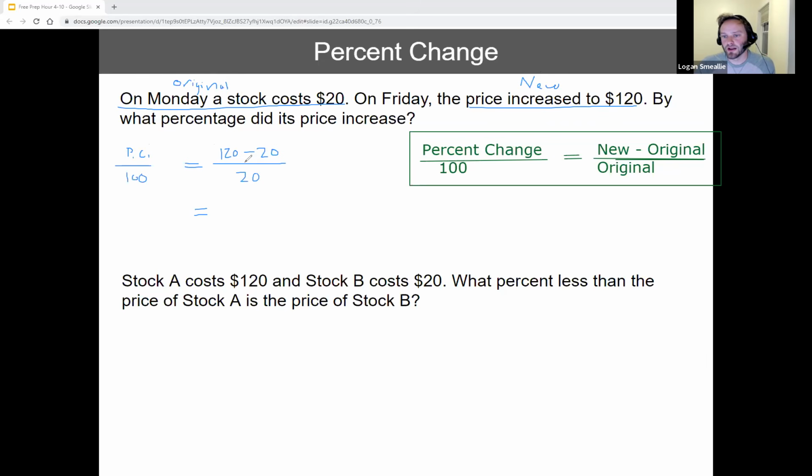Over here on the right, I get 100 over 20, or just 5. And over here on the left, I still have percent change over 100. And if I multiply both sides by 100 to eliminate that fraction on the left, pardon my handwriting here, y'all, then we're going to get that the percent change is 500% increase.